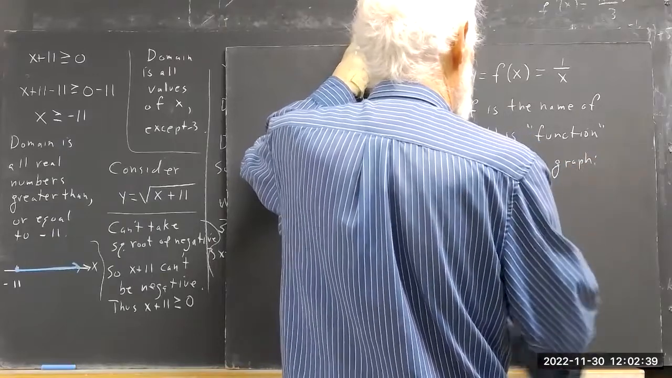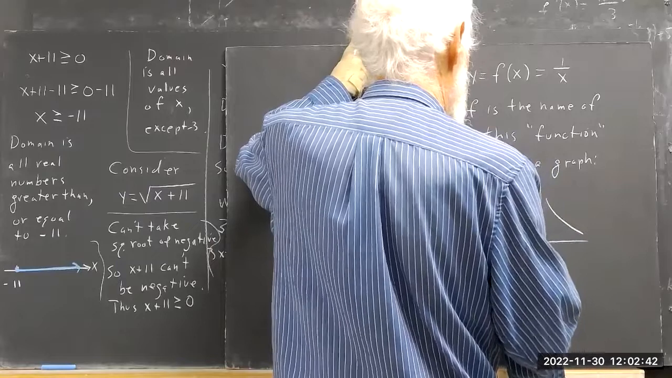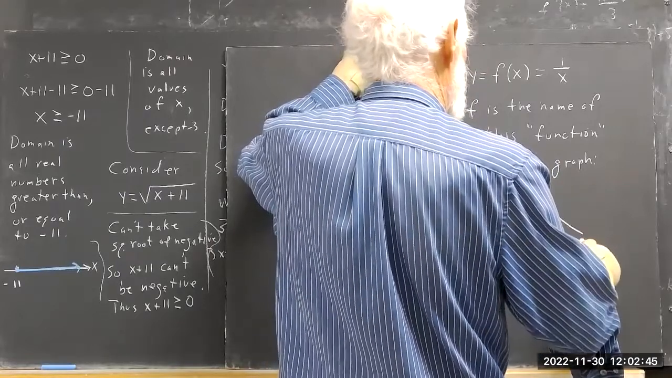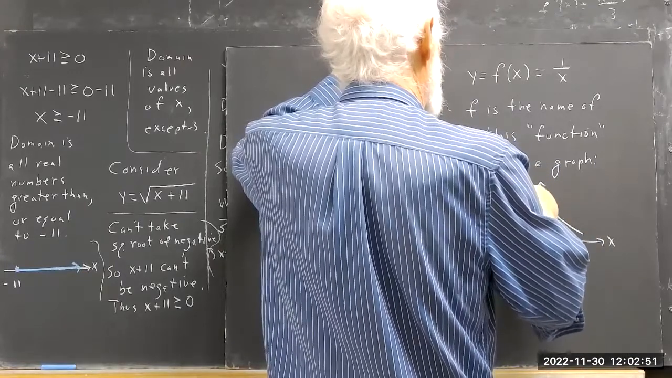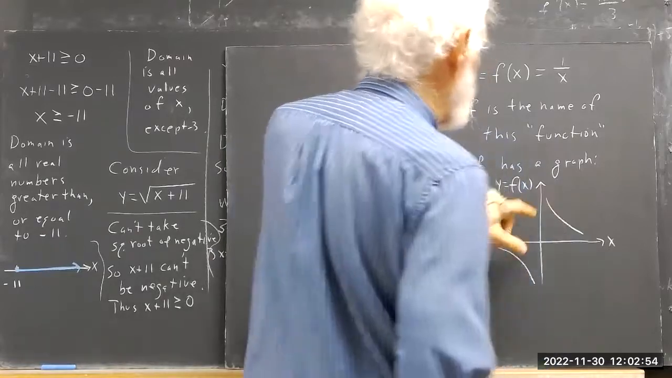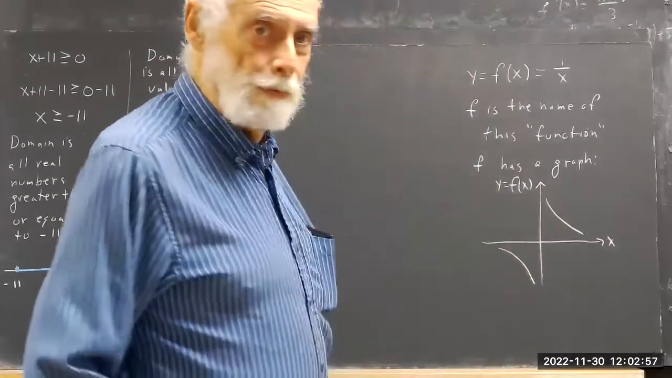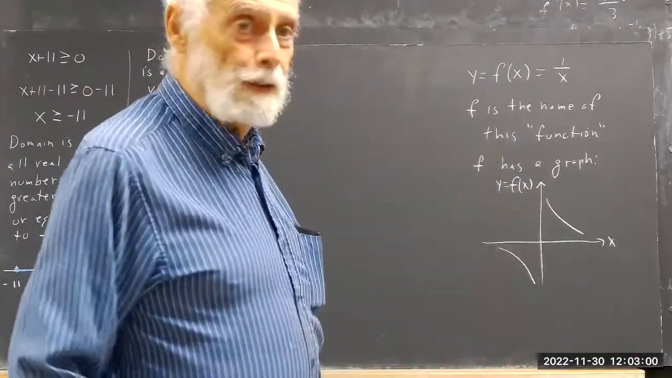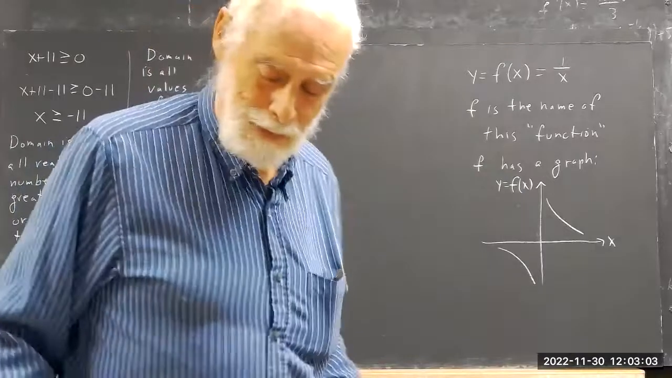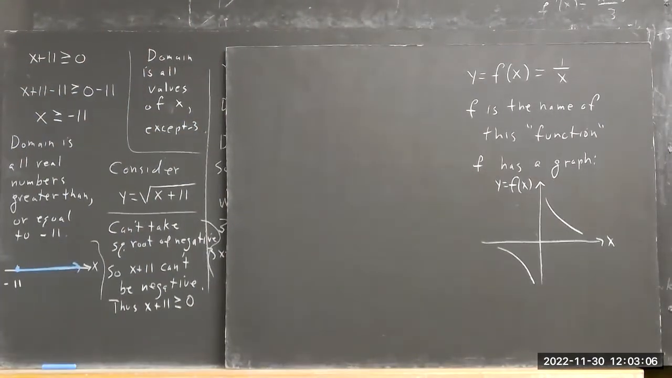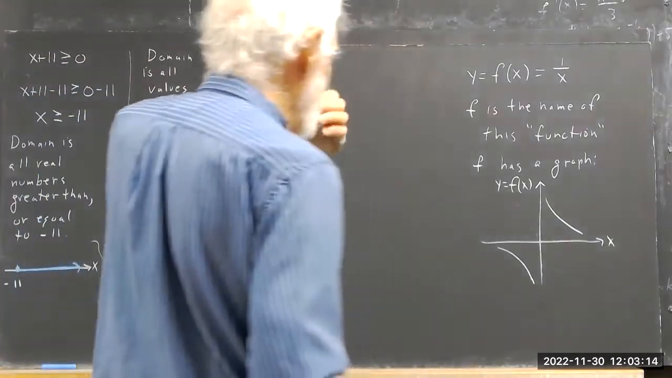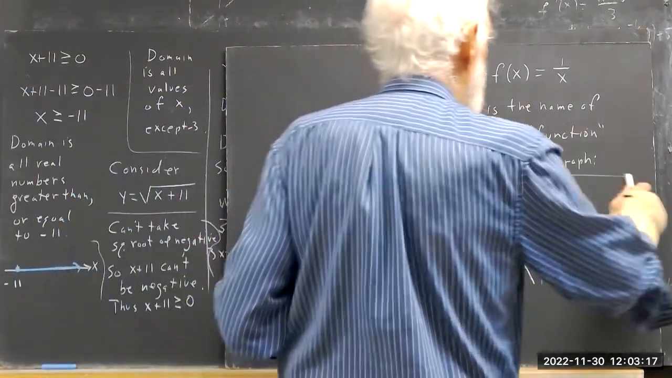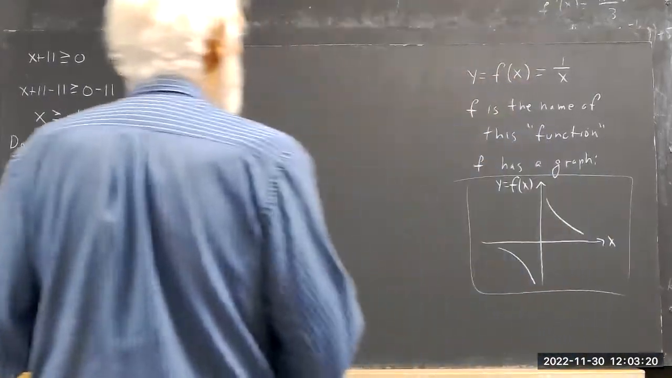And we know what the graph looks like. Here's x. And the y-axis, we'll say y equals f of x. So your y values are your f of x values. Now, what do I mean by f of x? I'm throwing that term around. Okay, the function has a graph. Looks like that.